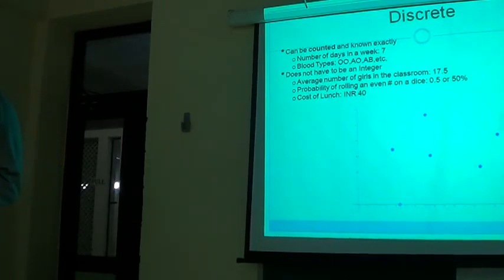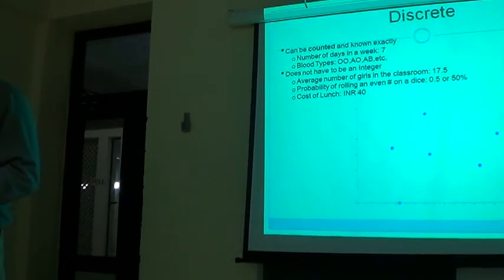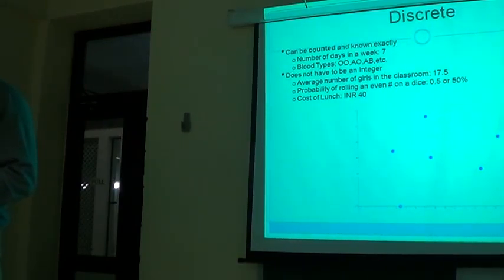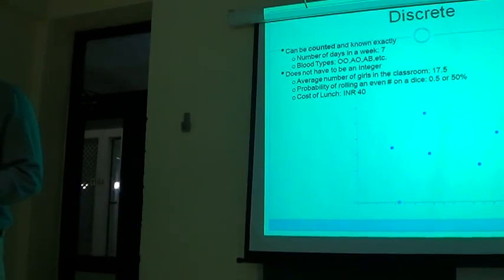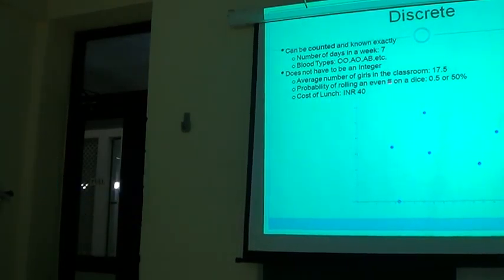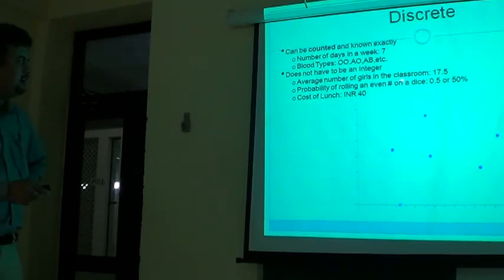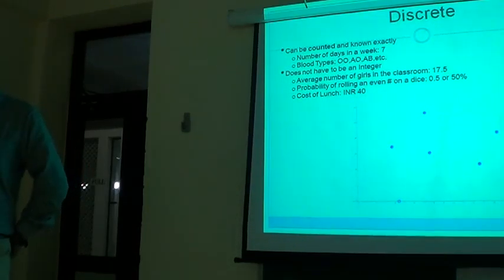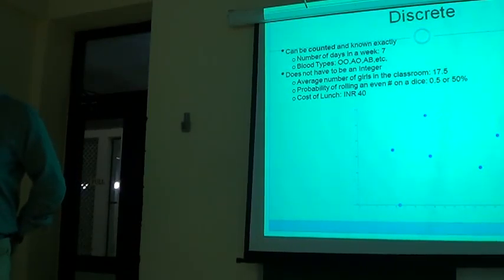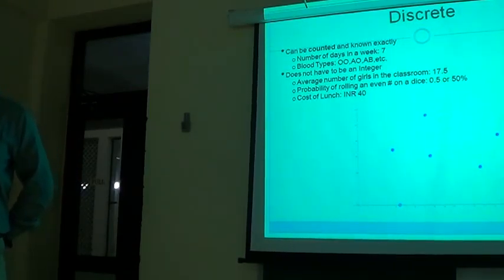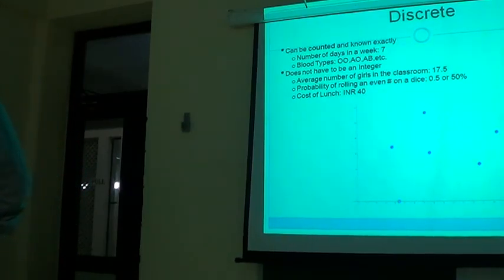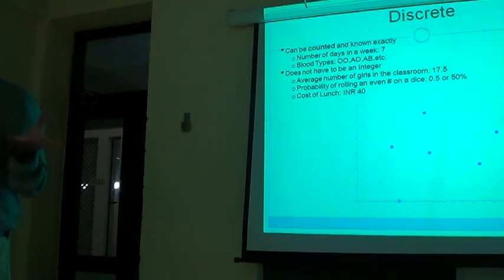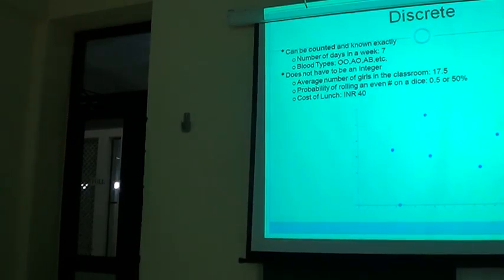If I say there is a probability of 0.9 to rain today, that means a very high probability, 90% in our everyday language. That is what probability is. So the probability of rolling an even number on a dice is 0.5. Again, that is a fraction, but it is a discrete variable. So being a fraction or being an integer is not a textbook definition for differentiating continuous from discrete. You have to apply your logic as well.